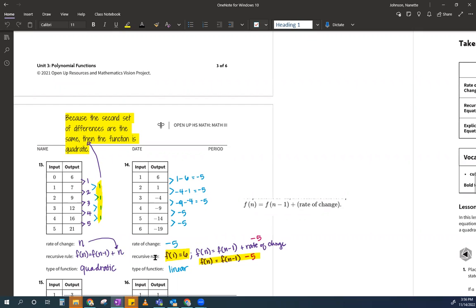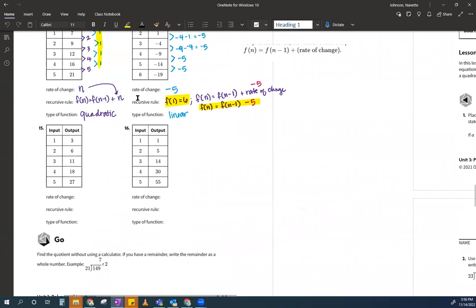Okay. And that's pretty much it. So your recursive rule is always going to be next equals previous plus your rate of change. In this case, it's n. Okay, does that make sense? Hopefully it does. So there goes that. I'm going to move on to the next one, right?